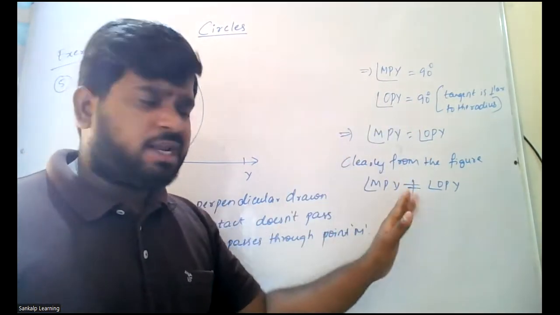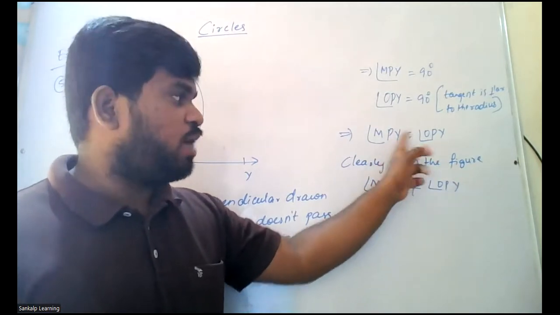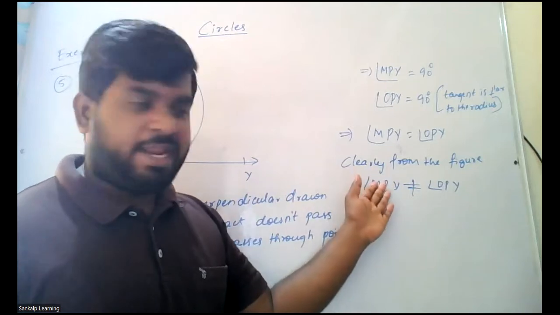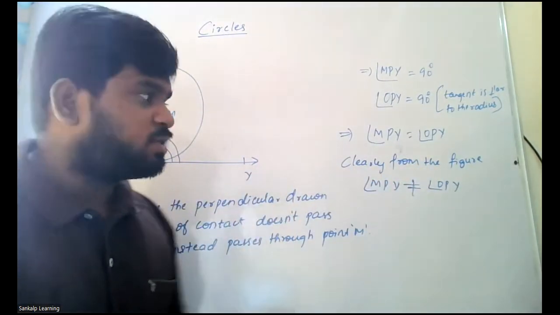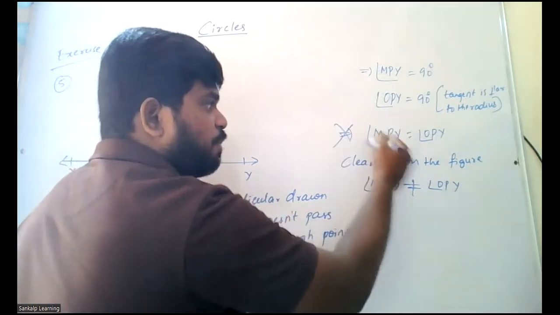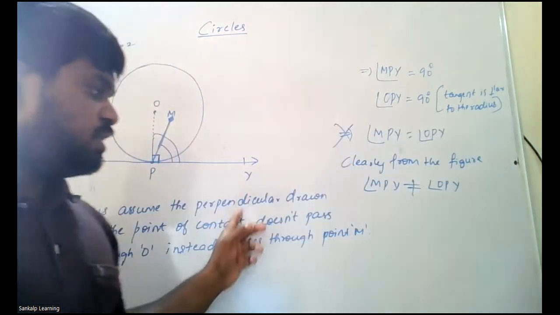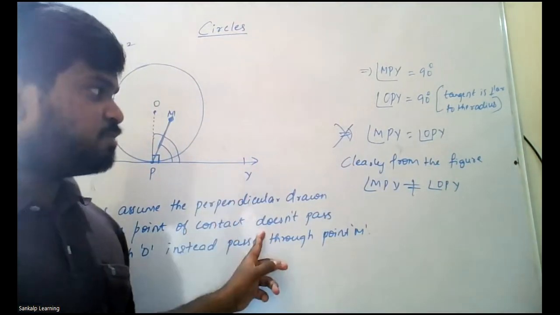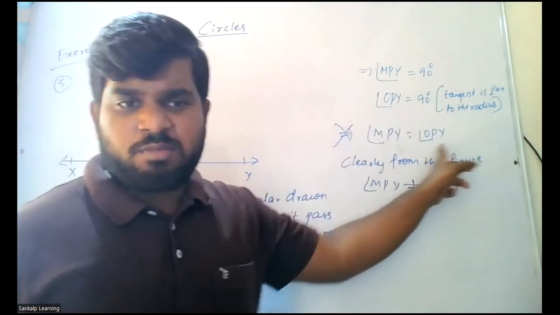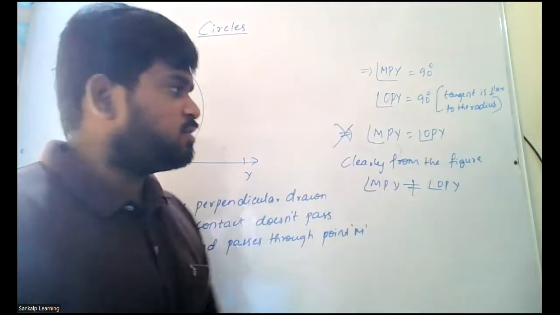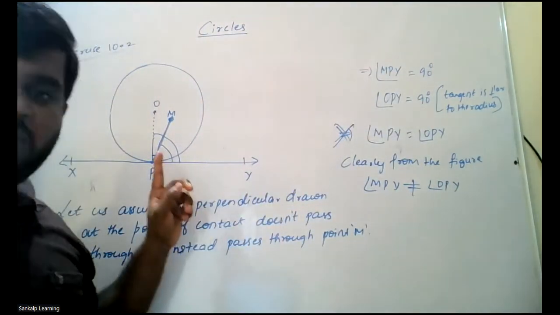But it is very clear that these two are not equal. Isn't it? These two are equal is what we got. But very clearly from the figure, are these two equal? No, they are not equal. This is wrong, right? This cannot be possible. If this is possible, then that is possible. But this is not at all correct. This is wrong. If this is wrong, the assumption that I made is also wrong.